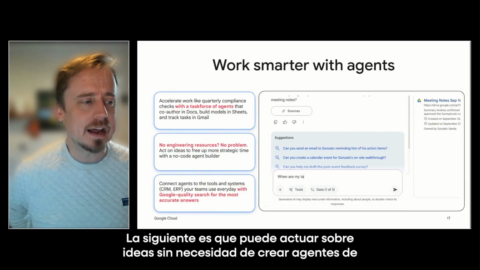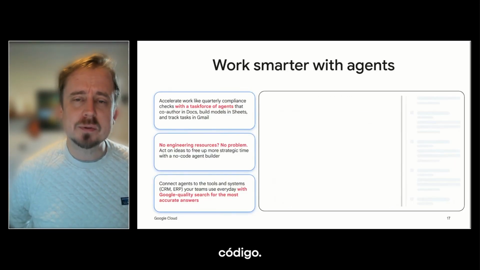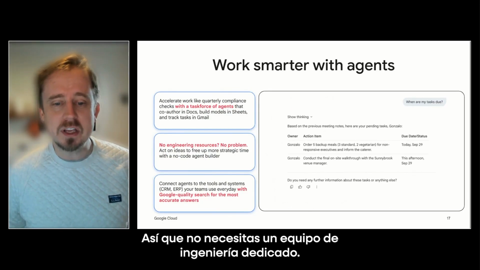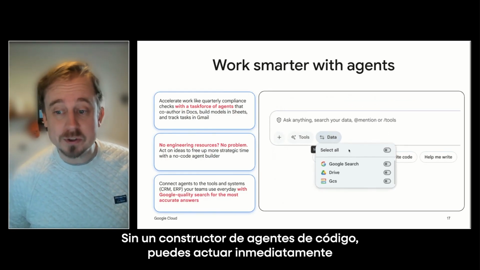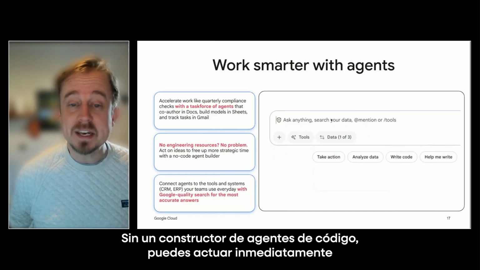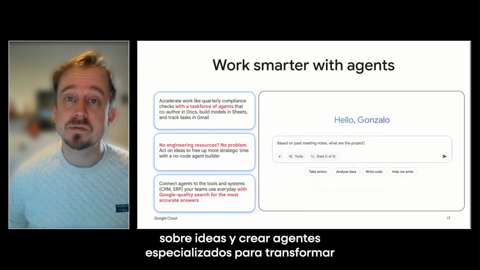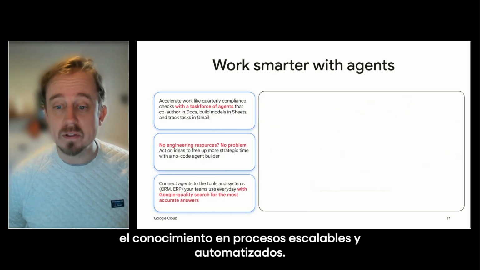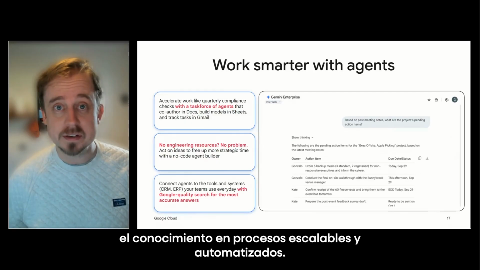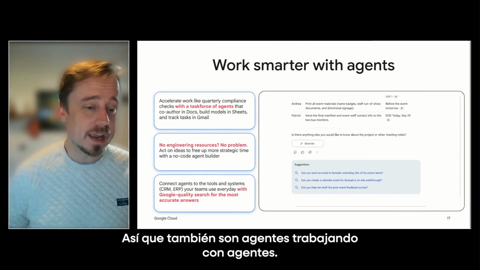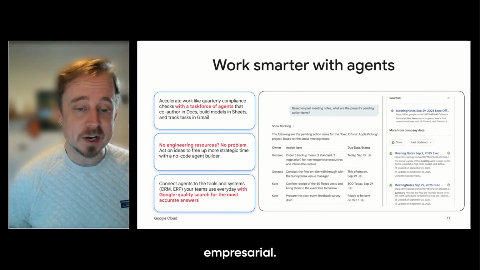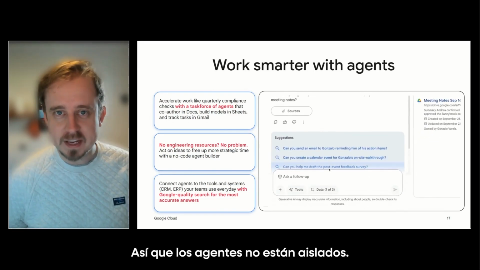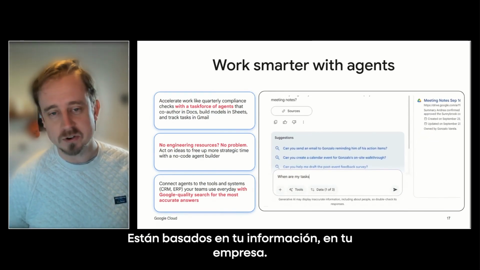The next is that it can act on ideas with no code agent building. So you don't need a dedicated engineering team. With no code agent builder, you can act on ideas immediately and create specialized agents to transform knowledge into scalable automated processes. So it's agents working with agents as well. And then lastly, you can ground agents in enterprise truth. So agents aren't isolated. They are grounded in your information in your company.